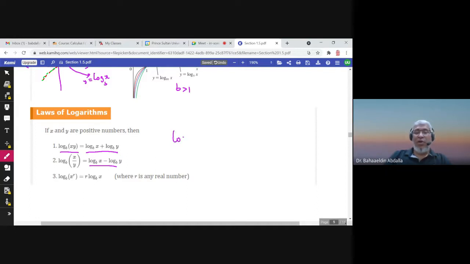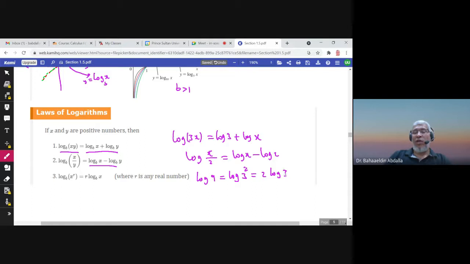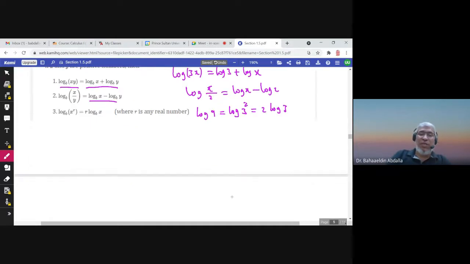So for example, log 3x would be equal to log 3 plus log x, while log x over 2 would be log x minus log 2, while log 9, for example, would be equal to log 3 squared, because 9 is 3 squared, which would be equal to 2 log 3, because we can take the power outside. Okay, these are some examples.